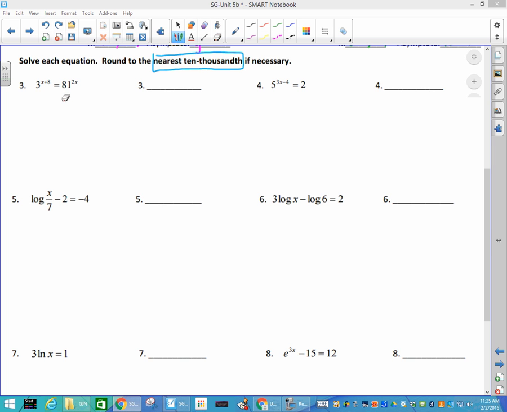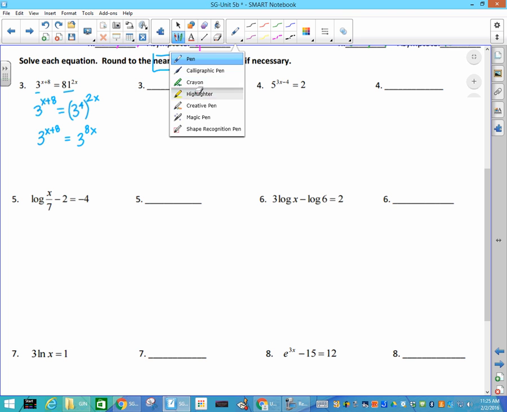Okay, so when you're solving and you have a variable in the exponent, the first thing you should look at is whether or not these two can be written in the same base. So 81 is a power of 3, so I have 3 to the x plus 8 equals 3 to the 4th, because 81 is 3 to the 4th, to the 2x. So I just rewrote the 81 as 3 to the 4th. And then you should remember, what do you do when you raise a power to a power? You multiply the exponents. So 3 to the x plus 8 equals 3 to the 8x.